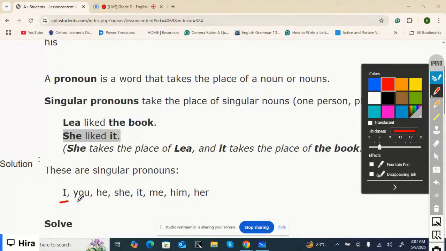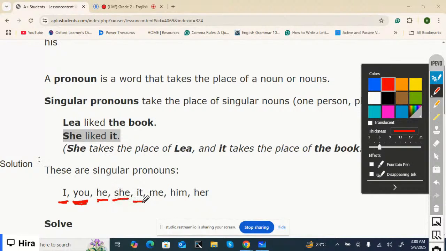The first one, I. This is used when we want to talk about ourselves. You is used for the second person, the person we are talking to. You is a singular pronoun here, but it is a plural pronoun as well. We'll discuss it later in the next lesson. He is a singular pronoun which takes the place of a singular noun, meaning the name of one boy or one man. She, as I have discussed with you, takes the place of a singular noun, the name of one girl or one woman.